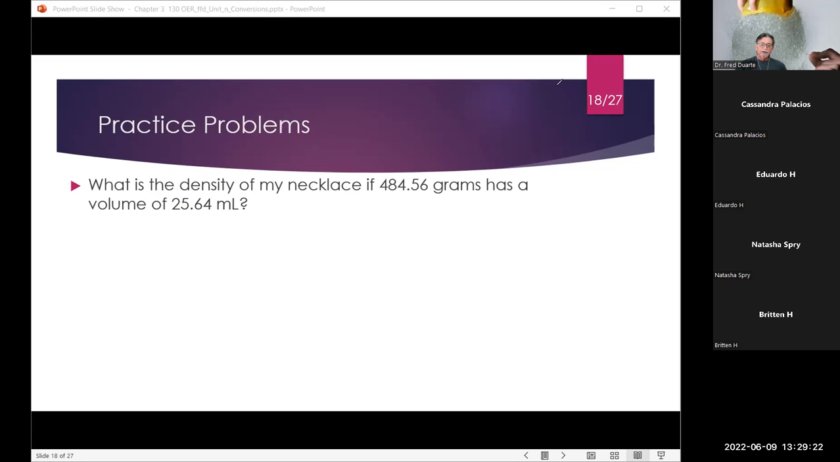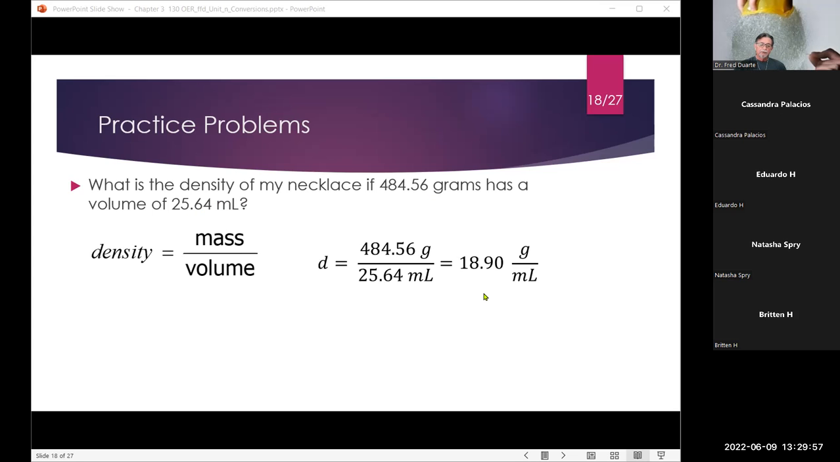Keep track of your sig figs. Note here, 484.56 has 5 sig figs, and 25.64 has 4 sig figs, okay? And so we're doing a division, therefore our answer is dependent on the number of sig figs that I'm using, and 25.64 has 4 sig figs. Our answer should have no more than 4 sig figs, okay? All right, so we put the number in there and voila, okay?